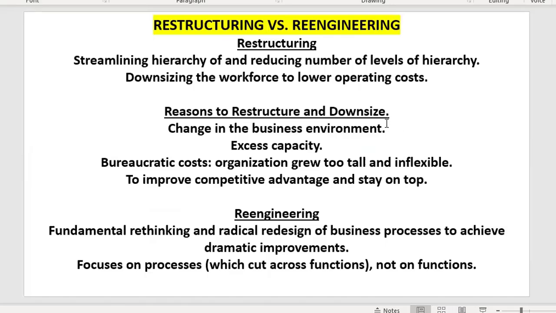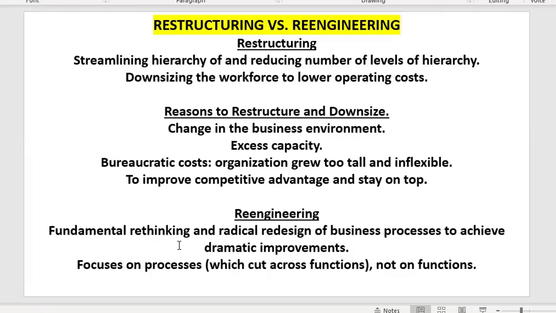Now, just another quick example of what restructuring versus reengineering means. So restructuring will streamline the hierarchy by reducing the number of levels of hierarchy. It tries to eliminate redundancy, downsizing the workforce to lower operating cost. Now, re-engineering, on the other hand, is fundamental rethinking and radical redesign of business processes to achieve dramatic improvements, usually for customer satisfaction. It focuses on processes which cut across functions, not on functions.